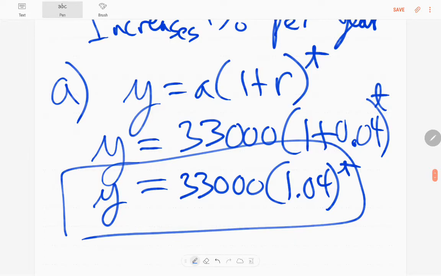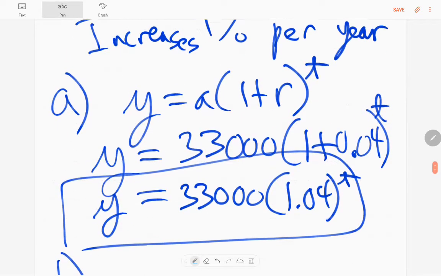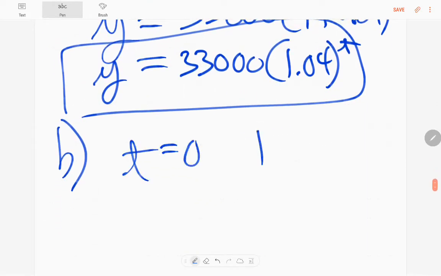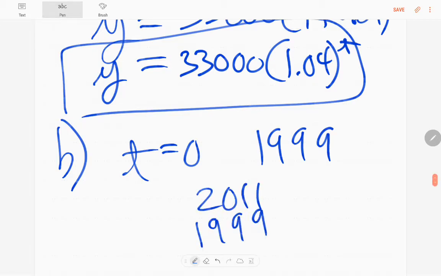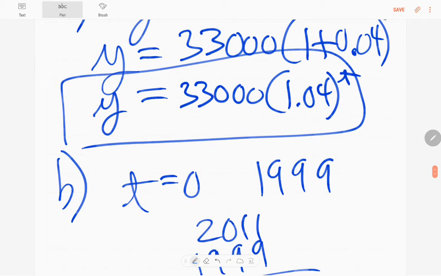And this one is multiple choice. According to the model, what was the retail price of the car in 2011? So just remember on this one, the base year is 1999, so that corresponds to t equals 0. If you're looking for the t that corresponds to 2011, just subtract the base year from it. That's always the trick. And I get 12. So just plug in 12 right there.